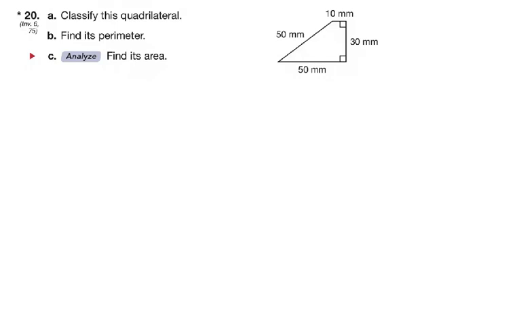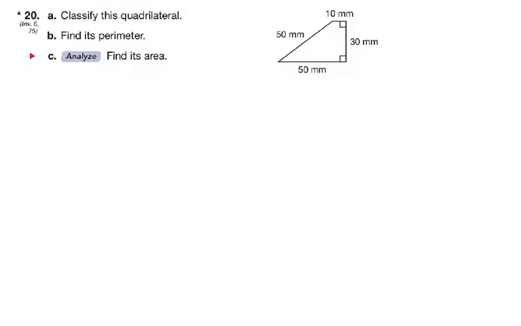Classify this quadrilateral. Well, I'm looking at this quadrilateral, and at first glance I thought it was a triangle, and then I look closer, and it is a quadrilateral. What is the name of this shape? I'm not going to tell you. That's the answer to A. You should know the name. If you don't, check your notes. B, find the perimeter. Well, we know how to find perimeter too. We just add up all the sides around because perimeter is the distance around a shape.